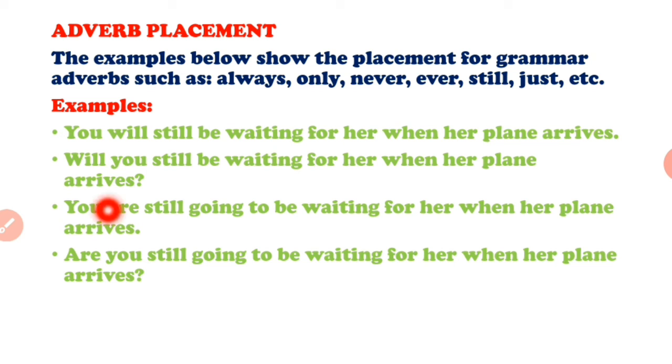Next, you can check here, students. I can show you by this dot. You are still going to be waiting for her when her plane arrives. Here you can check, here still. But in the last you can check, are you still going to be waiting for her when her plane arrives? This is simple, this is interrogative, but the thing is very same.